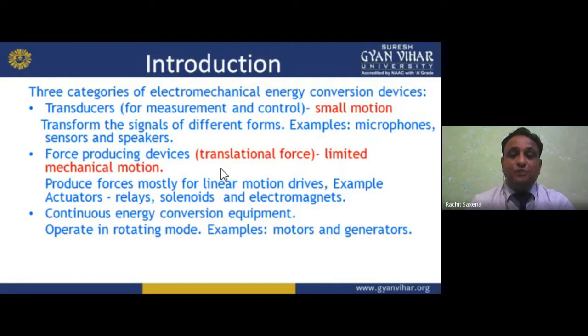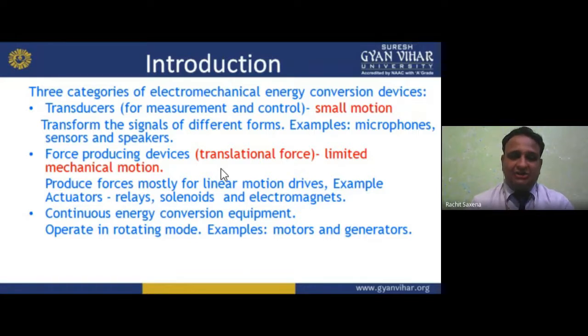Secondly, force producing devices, that is translational force, with limited mechanical motion. Basically a limited work. They produce forces mostly for linear motion devices. Small, limited.